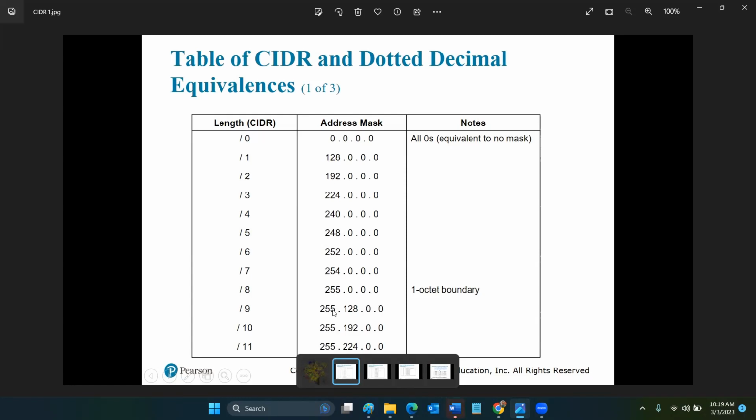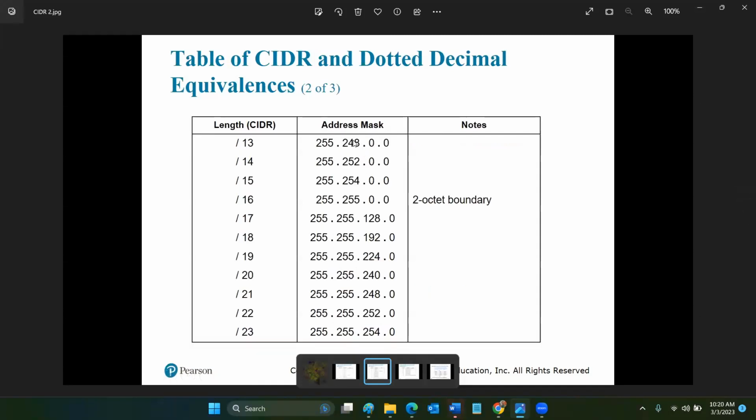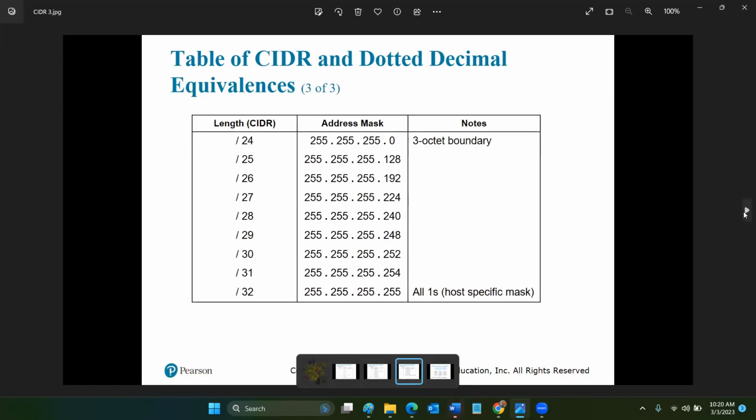Then what? We start over again. 128, 192, 224. There's a pattern. Know the pattern. There's only a couple of numbers you have to memorize. But once you understand how this works, there's 248, 252, 254, 255. Boom! All over again. 128, 192, 224, 240, 248, 252, 254. Boom! So everybody got what I'm talking about here? Yeah, I see the pattern.